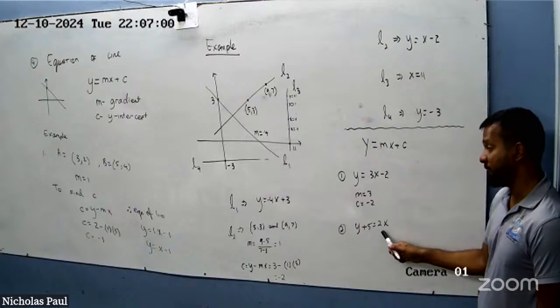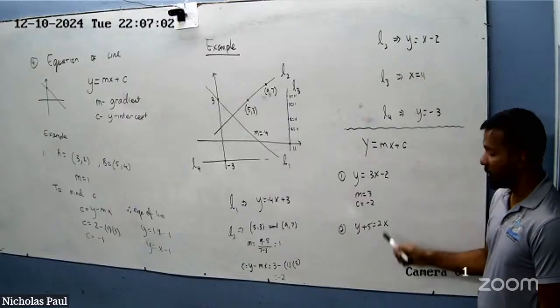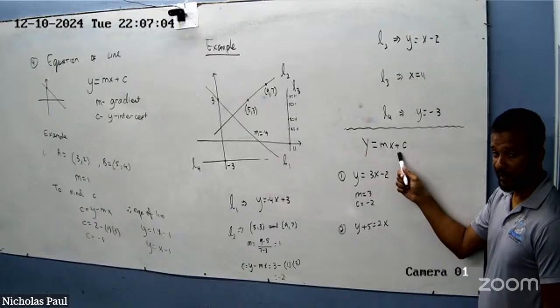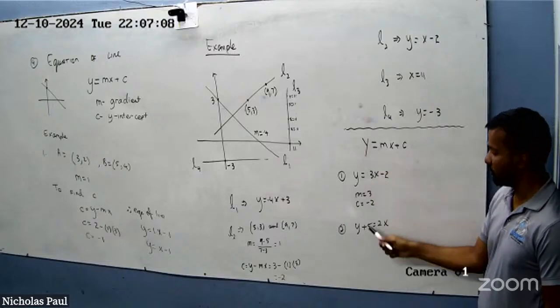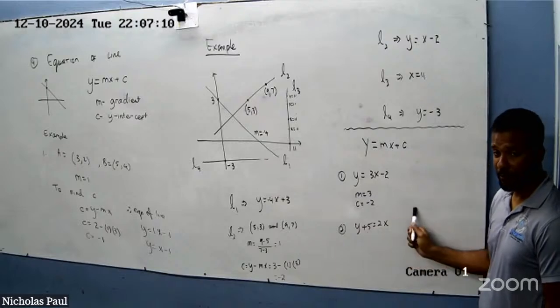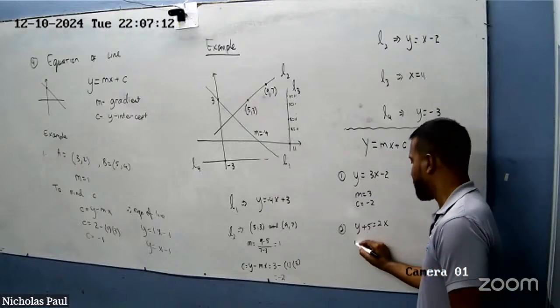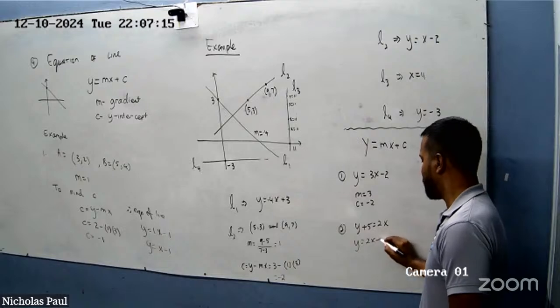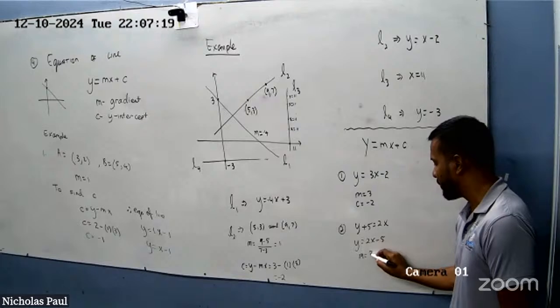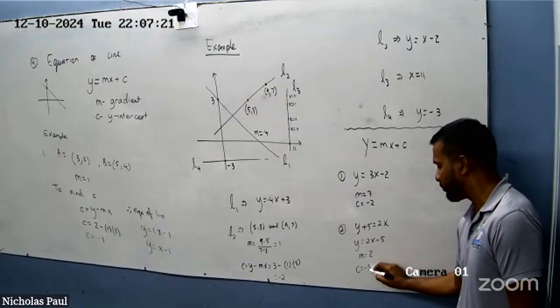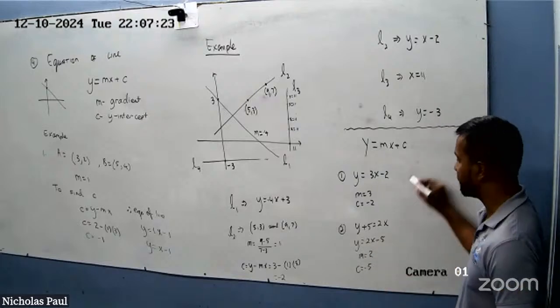Right, but the first thing we should do is make it look like this. Is there any constant on the left side here? But there is one here. So I have to move it. So I'll get y is equal to 2x minus y. Now we could read off M, and now we could read off C. Correct?